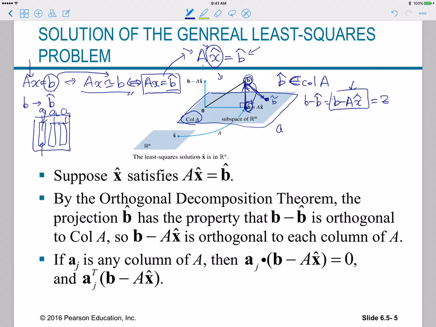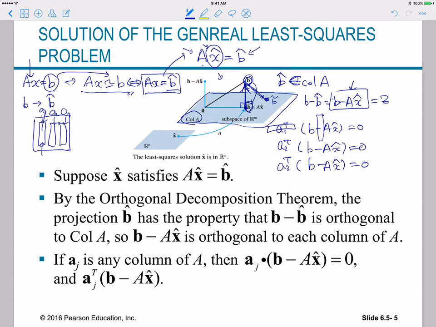So A1 transpose, which is a row vector, times b minus A x hat, which is a column vector, should be 0. And then A2 transpose, since this is also one vector in the column space of A, should also be orthogonal to our error vector z, or b minus A x hat. Okay, so for A3 we can do that as well.